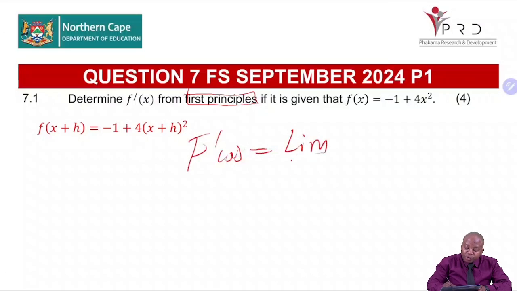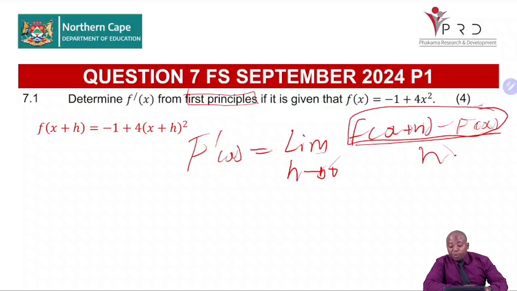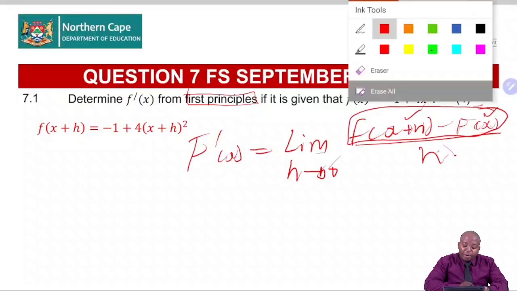It's f prime x equals the limit as h approaches 0 of f at x plus h minus f at x, all over h. So the best way to work with this problem is to work with the numerator first. And when you're working with the numerator, we can nicely work with this part, work with this part, then work with the whole in the formula. So let's start with the numerator, and we're going to start with the first part of our numerator.